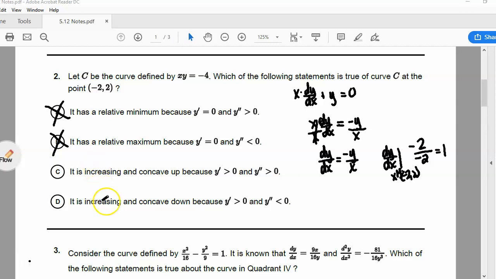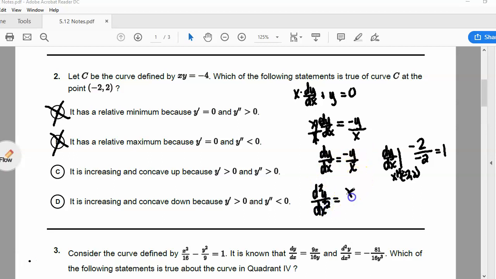If you look at C and D, it tells us for both of these, if the first derivative is positive, that tells us that the curve is increasing. So both of these say increasing. So we're still going to have to find that second derivative. So for the second derivative here, you're going to take d squared y over dx squared.